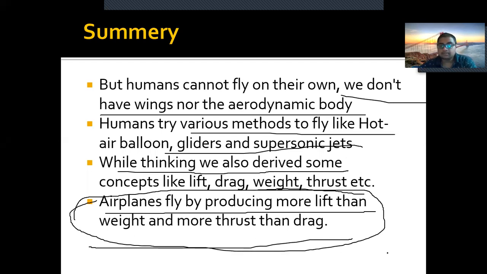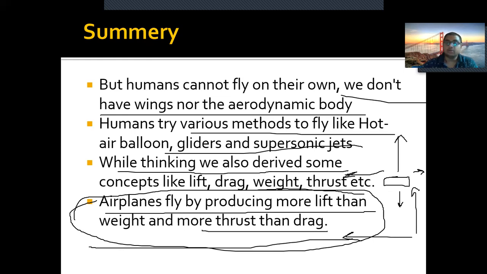How do airplanes fly? Let's say this is our aeroplane once again. Aeroplanes fly by producing more lift, the upward force, than the weight. I'll draw a small arrow for weight and a big arrow for lift so that it is visible, and more thrust than drag. So more power forwards means the aeroplane will go forwards, and more power up means the aeroplane will go high. This is how aeroplanes fly.